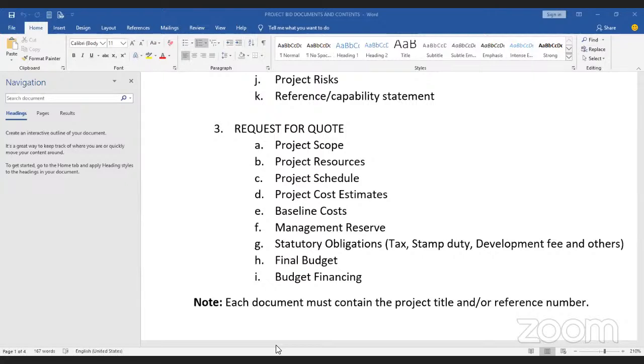And men and brethren, if you're able to do this, note each document must contain the project title and/or the reference number. If it is a contract, they will give you a reference number. If it is not a contract, please always ensure to add the project document and your company name in each of the documents you're presenting.